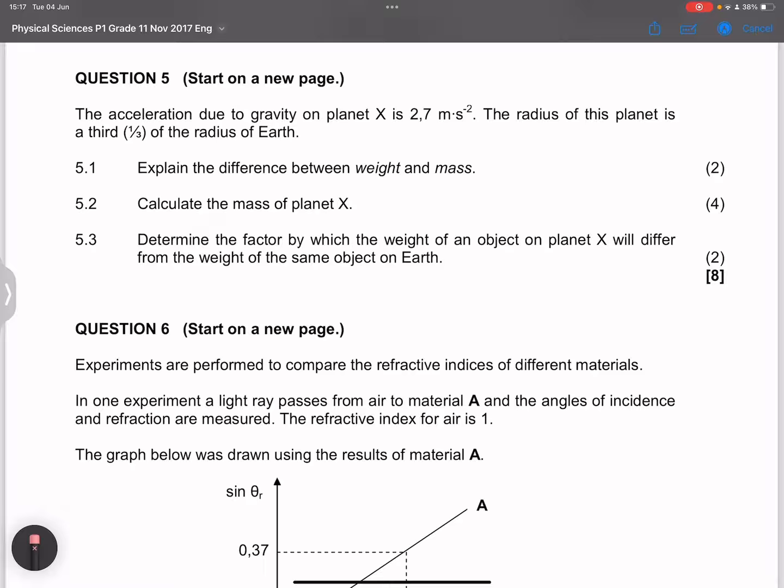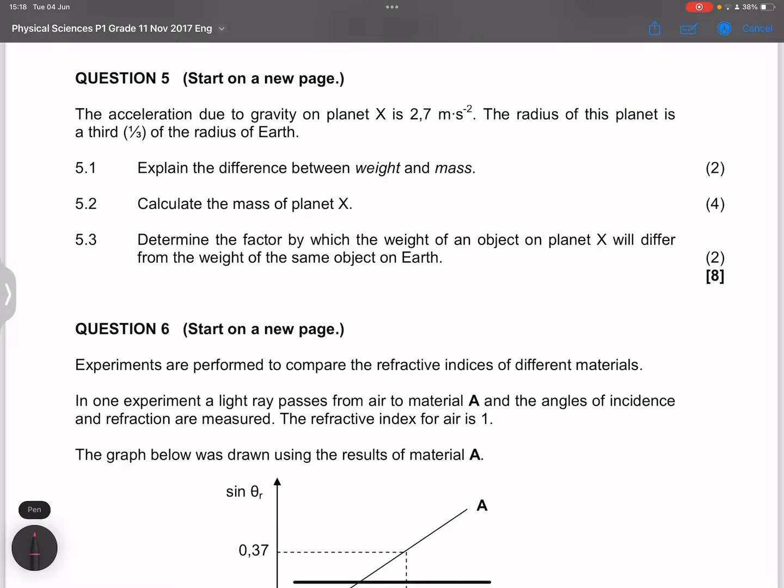Now what we need to do, ladies and gents, remember, they said the radius of planet X is a third of the radius of the Earth. So now, what I'm going to do is, if we were going to measure the weight of this object on the Earth, we know that it would be mass times gravitational acceleration.